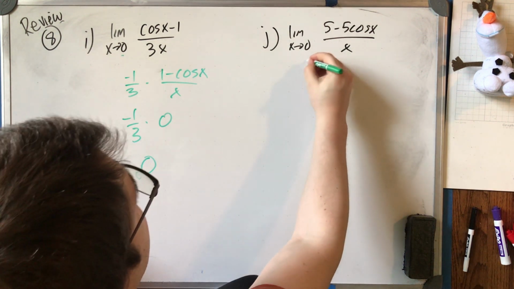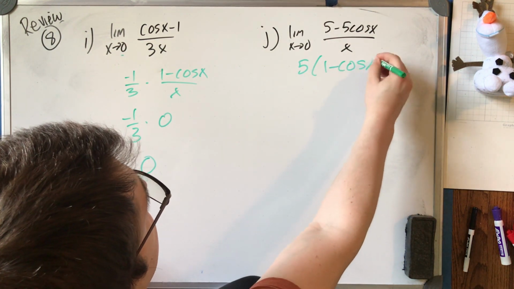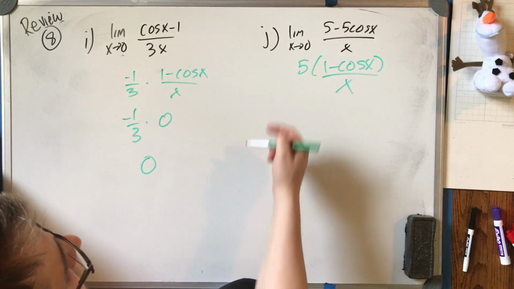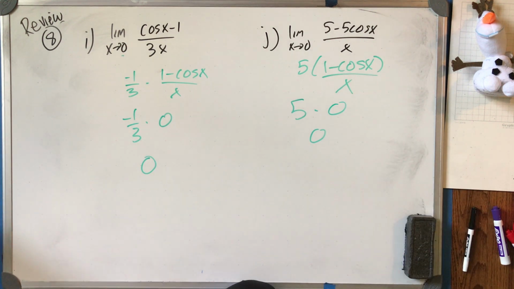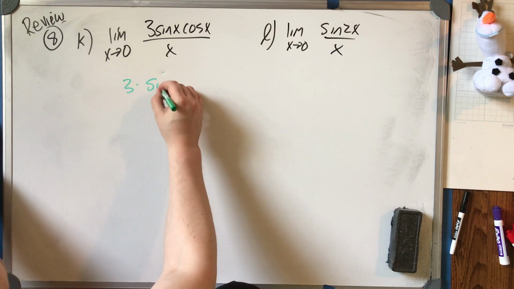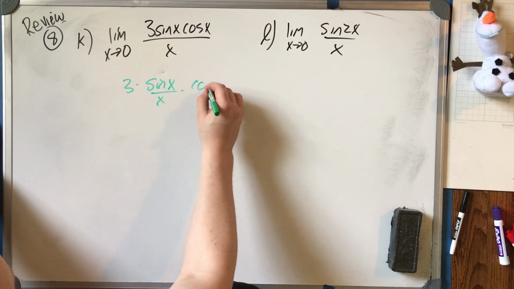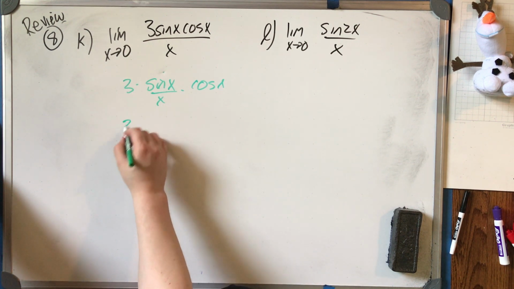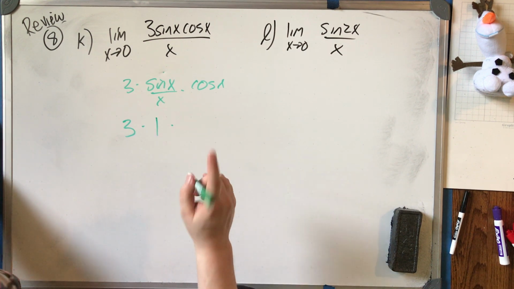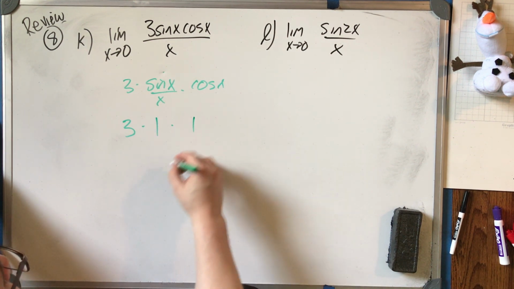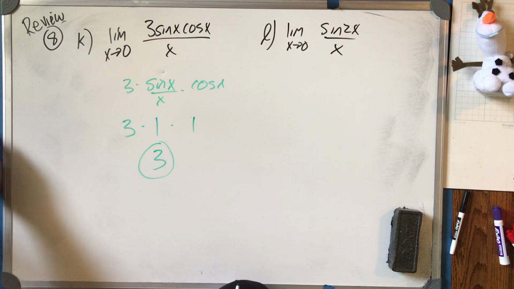Over here, same idea. I'm going to factor out that 5. So I'll have 1 minus cosine x over x times this 5. 5 times this is going to be 0. Get 0 again. Here I will separate this out into 3 times sine x over x times cosine x. Limit of a constant is that constant. Sine x over x as x approaches 0 is going to be 1. That's one of the ones we memorized. Cosine of 0 is also 1, so this is 3.